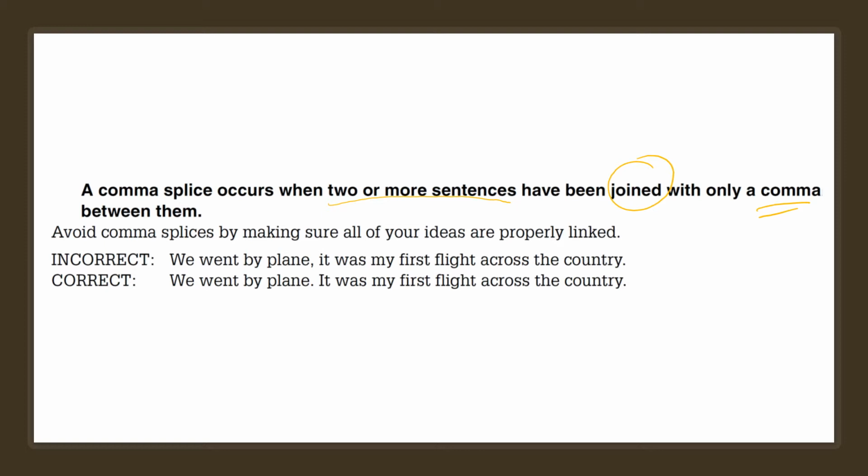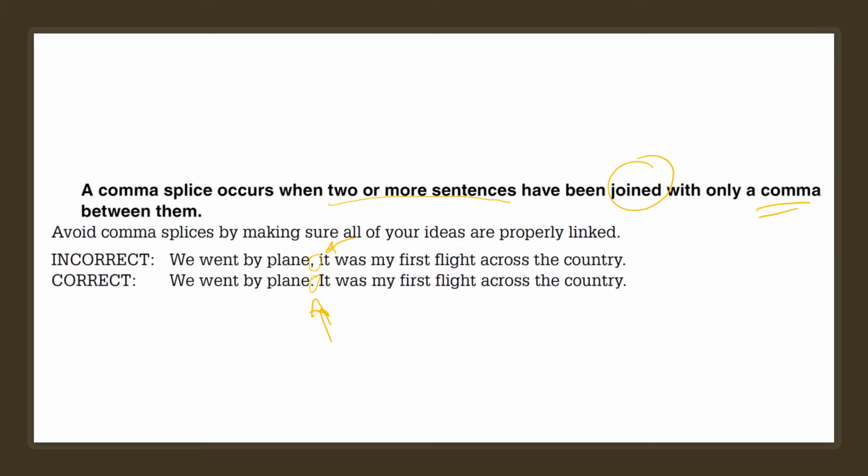Incorrect sentence: We went by plane, comma, it was my first flight across the country. The way we have to correct it is simply we have to remove the comma and instead put a period. We went by plane. This is my first sentence, a complete thought. My second sentence, another complete thought: it was my first flight across the country.